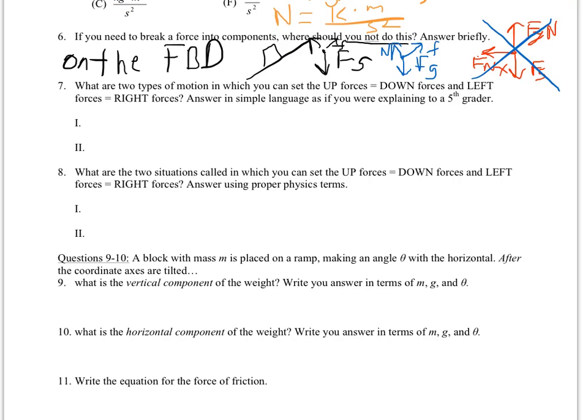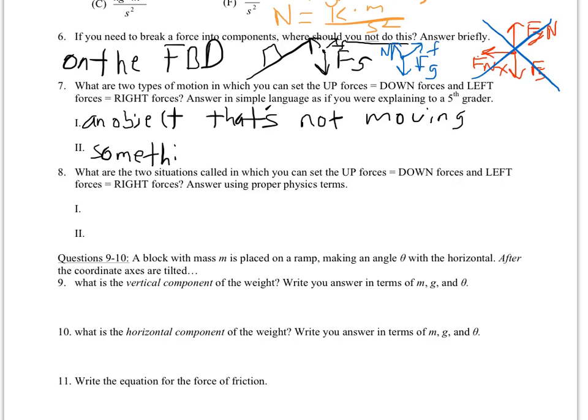What are two types of motion in which you can set the up forces equal to down forces and left forces equal to right forces? Answer in simple language as if you were explaining to a fifth grader. So the first time I can set something up equals down and left equals right is for an object that's not moving. Or maybe if I'm talking to a fifth grader, I should say something that's not moving. Or something moving at a constant velocity, or maybe for a fifth grader, something whose speed doesn't change, something that doesn't change speed.